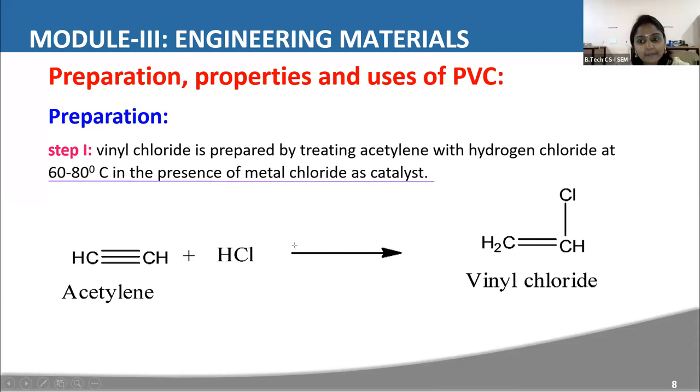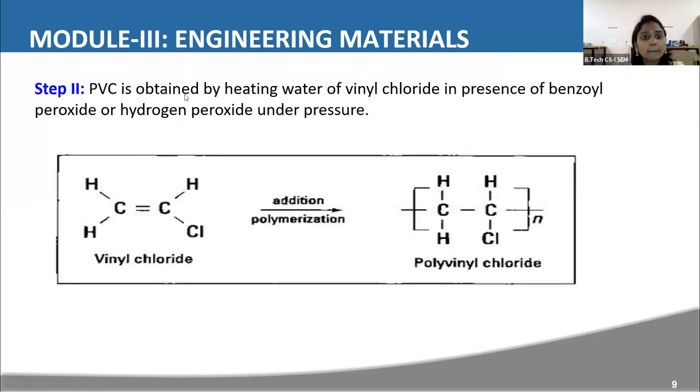And next step is, for vinyl chloride, next step: PVC is obtained by heating vinyl chloride in the presence of benzoyl peroxide or hydrogen peroxide under pressure. So how do we get PVC? By heating vinyl chloride. This is the structure of vinyl chloride, CH double bond CHCl, in the presence of benzoyl peroxide or hydrogen peroxide under pressure. Then we get polyvinyl chloride. All of you write, it is very very important.